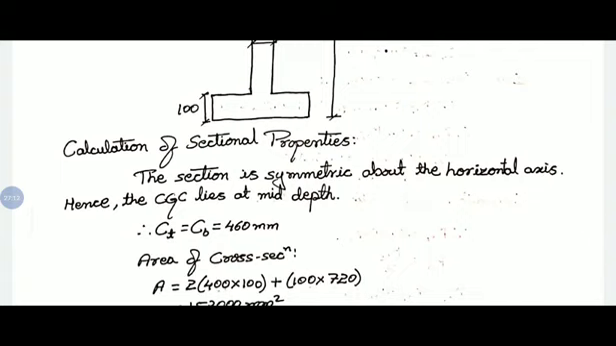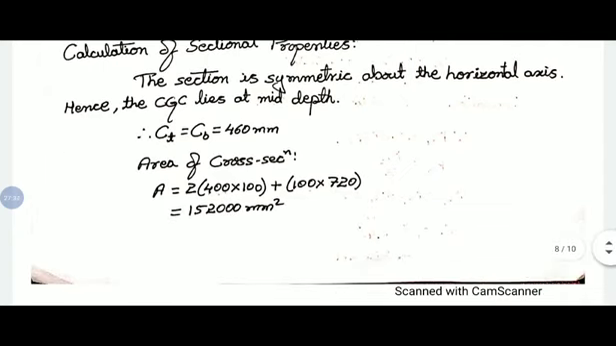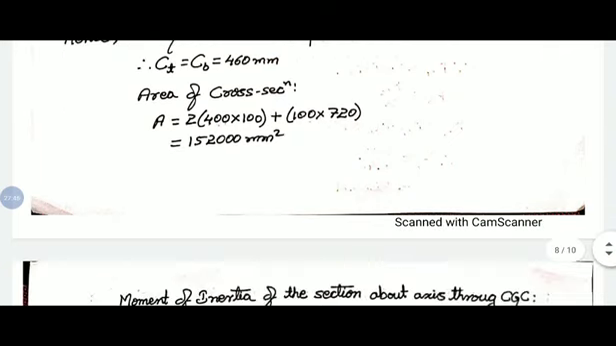So sectional properties. Since we have considered a symmetrical section, the centroidal distance from top as well as bottom will both be the same, CT and CB, or you can take it as YT and YB. CT and CB is nothing but YT and YB. So it is 460 mm. Area of cross section: total area required is 1,50,000, but what I have considered is 1,52,000 mm square. So let us check whether it is safe or not later.